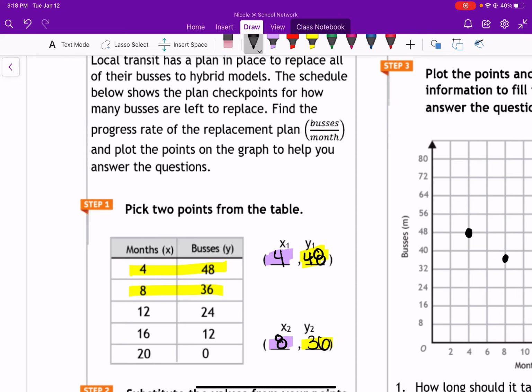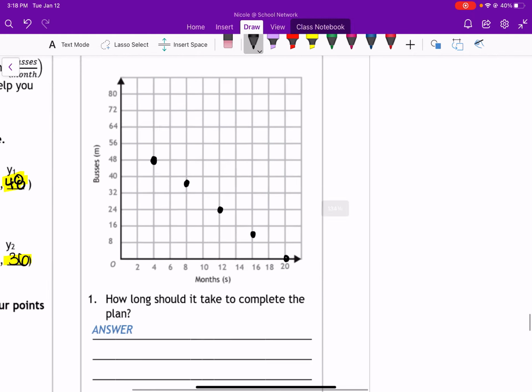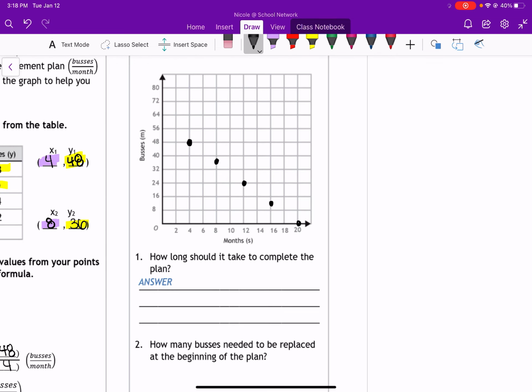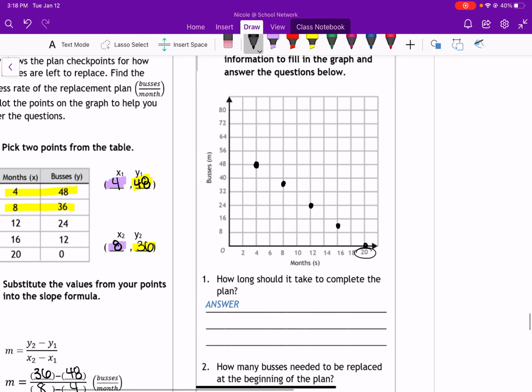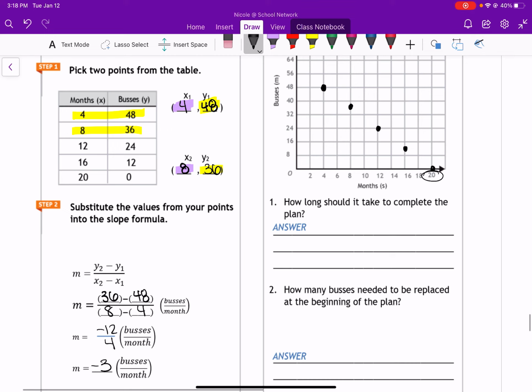So it looks like at 20 months, they replaced all the buses, right? So how long should it take to complete the plan? Okay, I just said that. So when does it reach 0? It reaches 0 at 20 months. So at 20 months, the plan is complete, right? Because we have no more buses to replace after that.